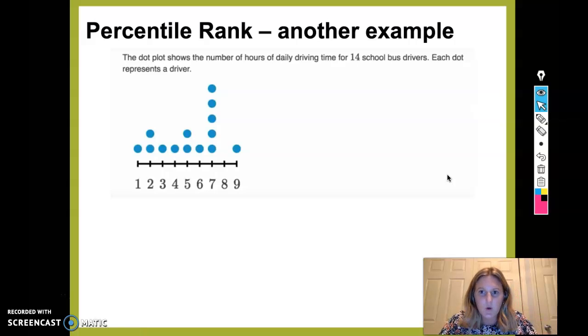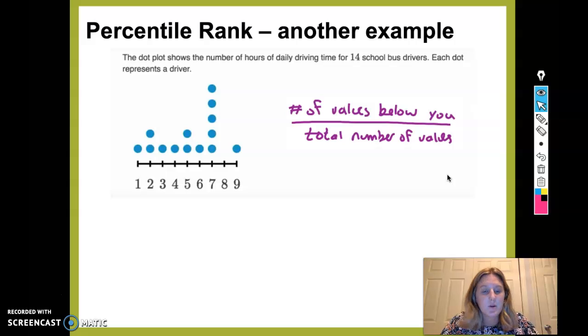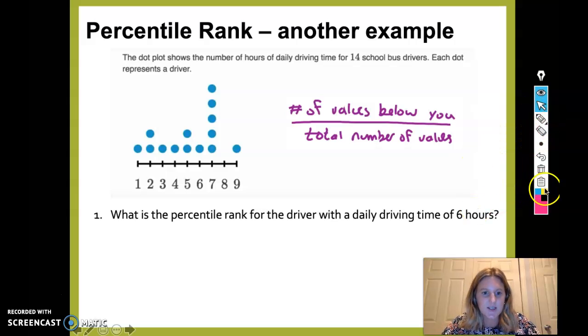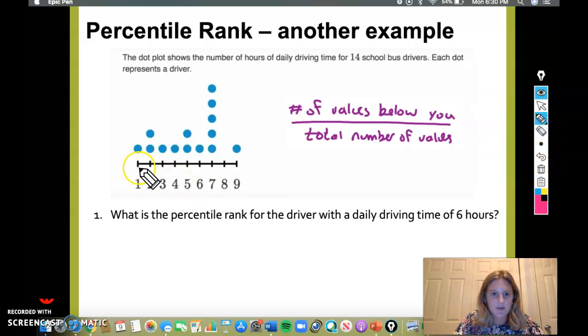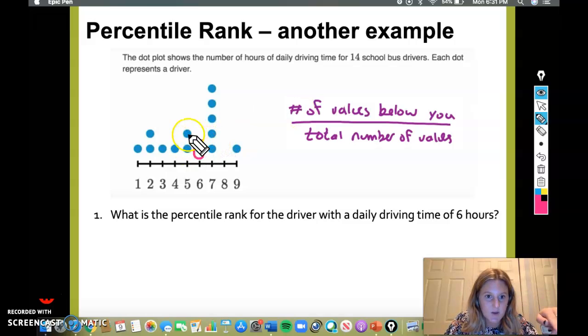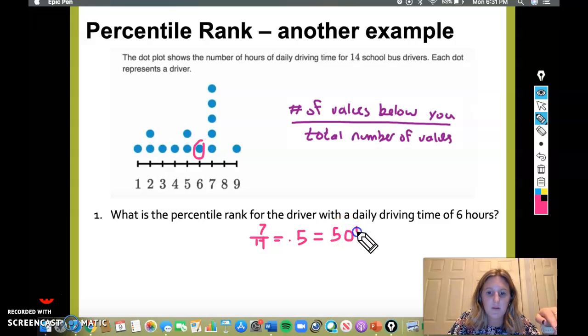Here's a dot plot of 14 school bus drivers. Formula for percentile rank. This question says, what is the percentile rank for the driver that has a driving time of 6 hours? So I find the 6. There she is. I count up the number of dots below the 6. 1, 2, 3, 4, 5, 6, 7. And I divide it by the total number of dots I have, which is 14. And I'm getting 0.5. So the person who drives 6 hours is at the 50th percentile, or the median, right?